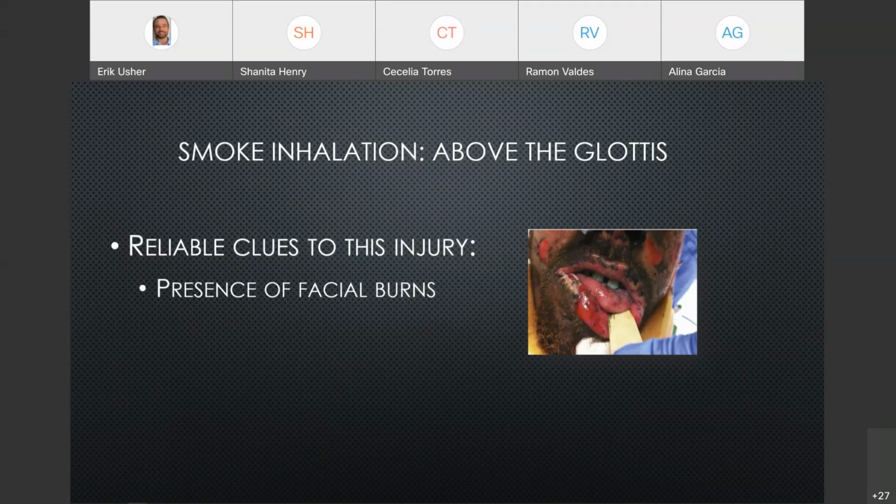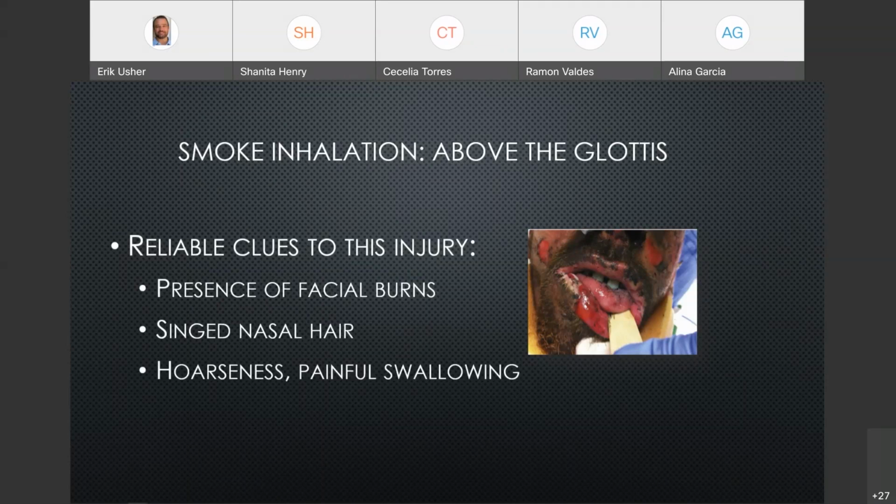So reliable clues to this injury are the presence of facial burns, like this picture; singed nasal hairs, like this picture; hoarseness and painful swallowing. Again, that's edema, and there's irritation, burning and swelling around the vocal cords; darkened oral or nasal membranes, like this picture here.